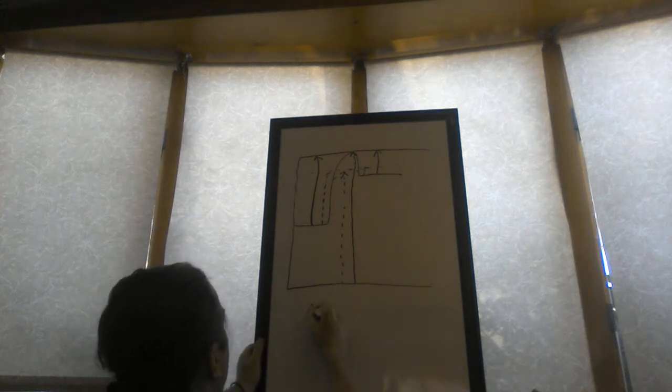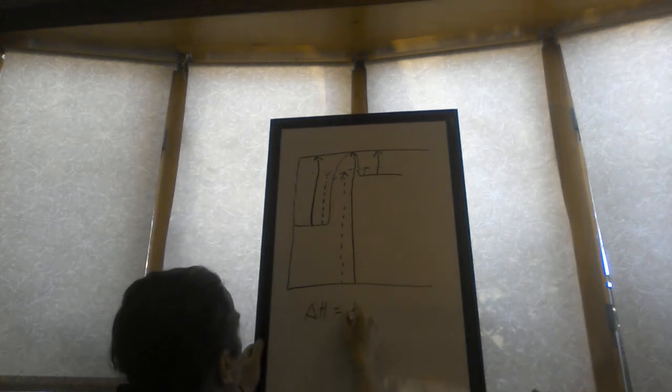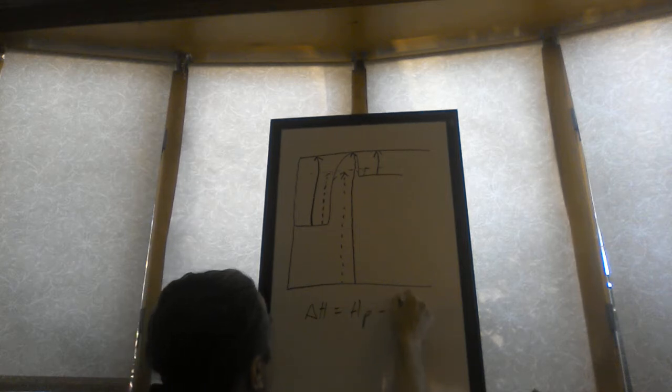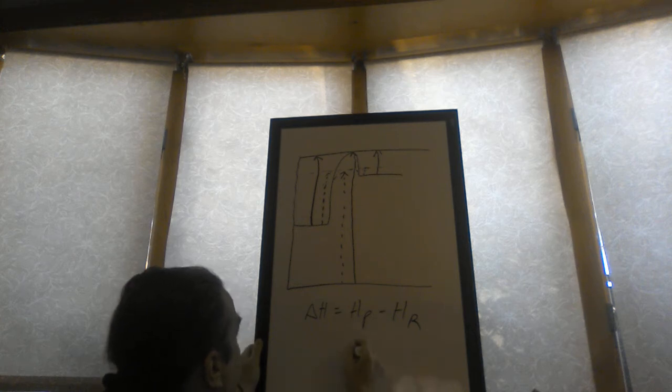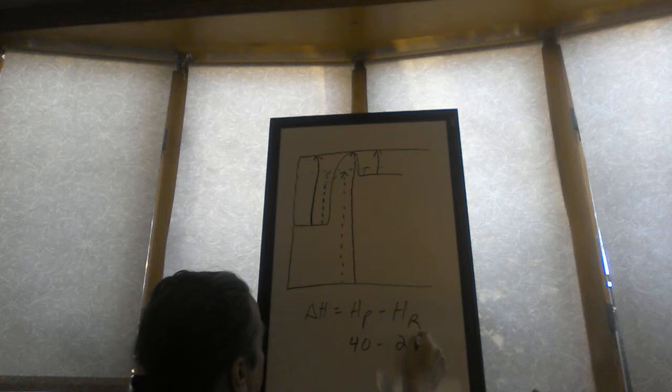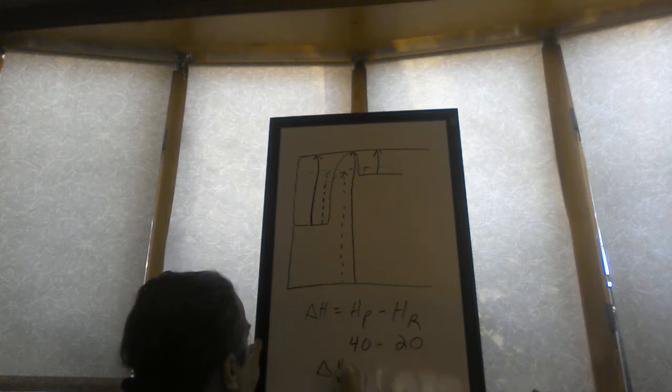All right, the formula for delta H is equal to HP minus HR, products minus reactants. So in this one, our products were at 40. Our reactants were at 20. Delta H is equal to positive 20.